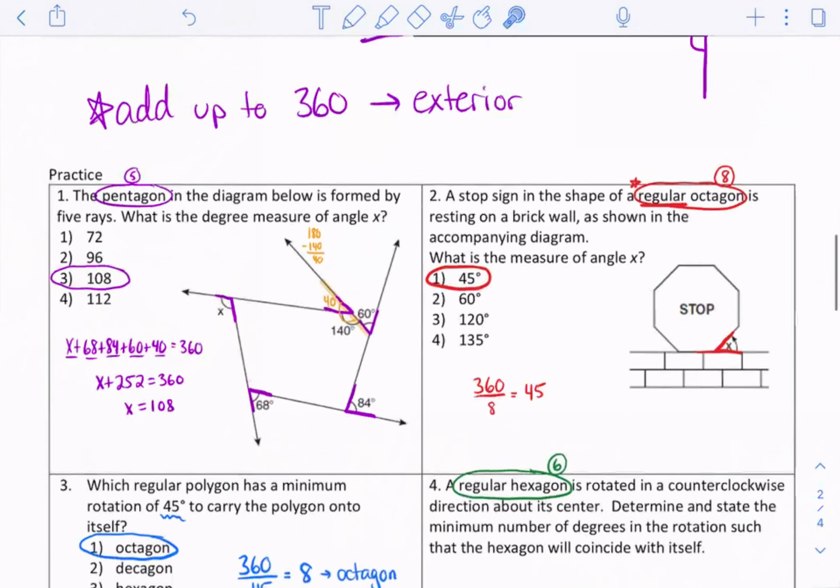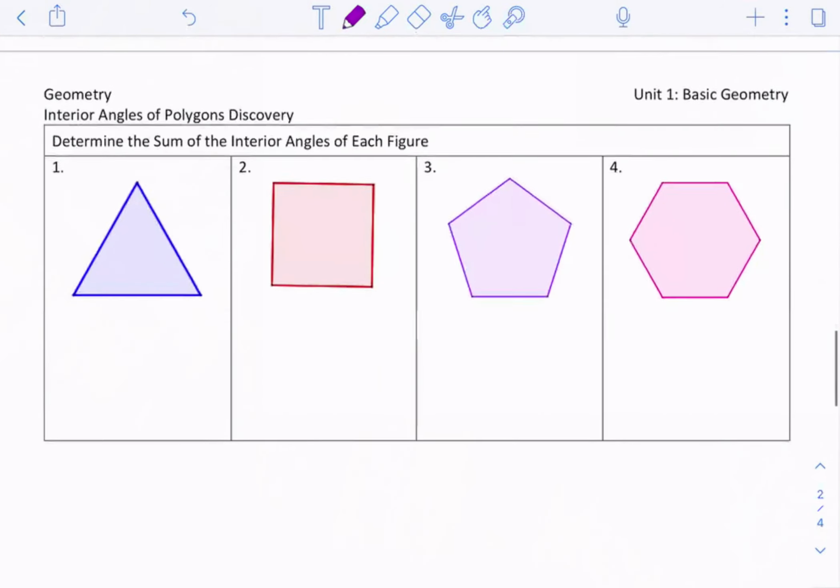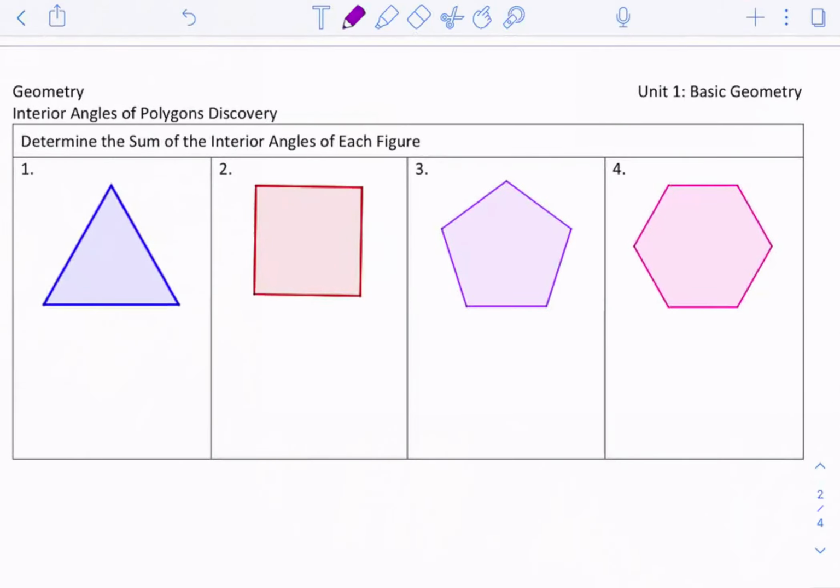So exterior angles add up to 360. That's one thing I want you to know from this lesson. And then the second thing is talking about the interior angles. Now the interior angles can get a little tricky. It's not the same for every polygon, but there's a trick that you can do for every polygon to figure it out. Now with a triangle, you know the sum of the interior angles here is 180 degrees.